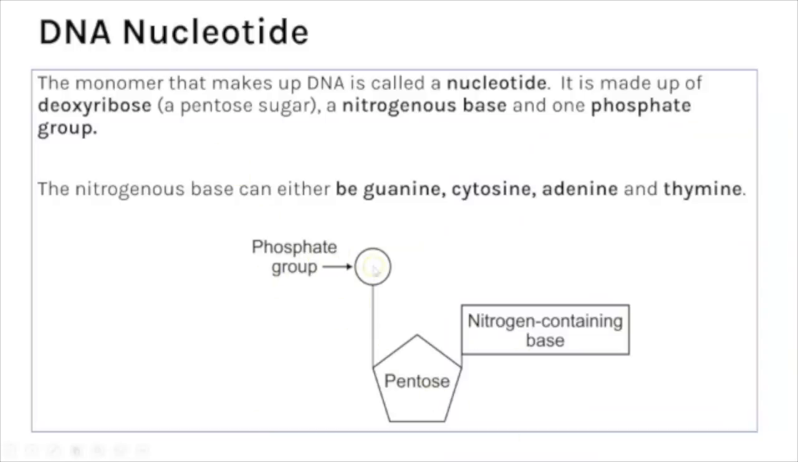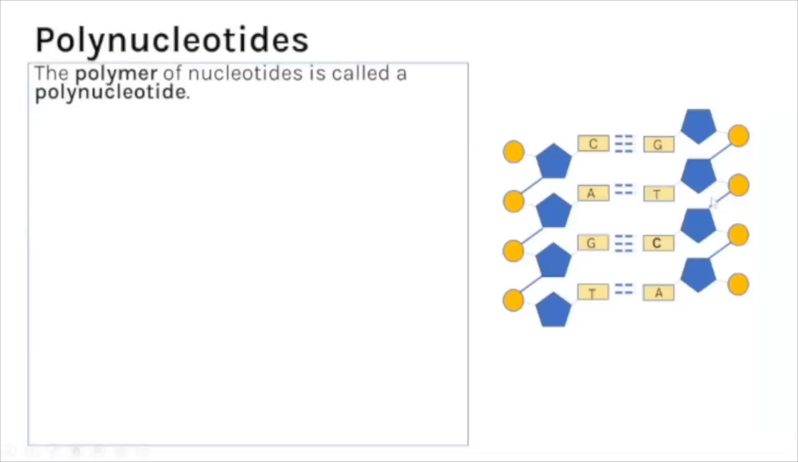We have our phosphate group attached to a pentose sugar and the nitrogenous base. But because this is a DNA nucleotide, you would have to say that the pentose sugar is deoxyribose, and the nitrogenous bases, or nitrogen-containing bases, are guanine, cytosine, adenine, and thymine.